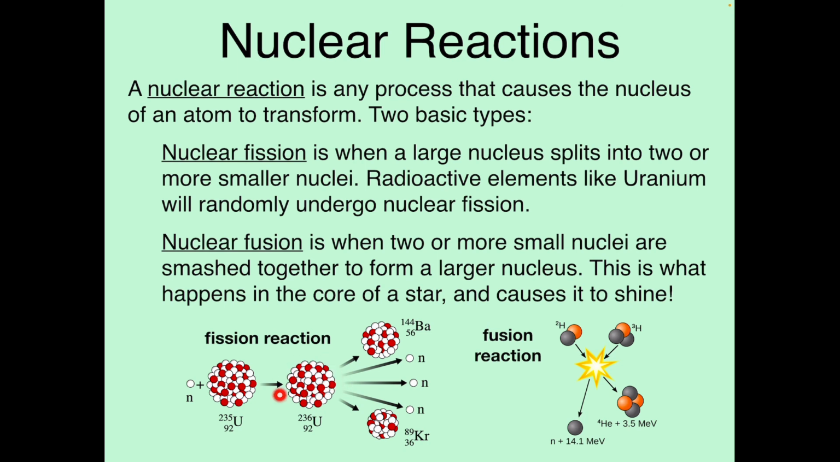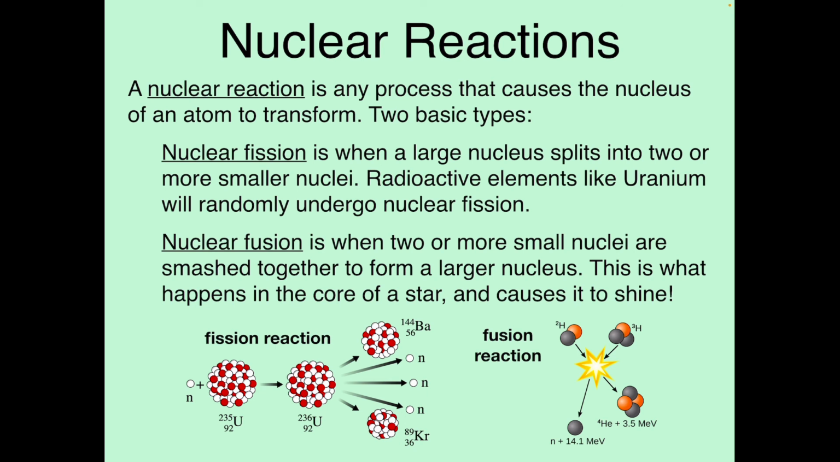So what can happen to this nucleus is it can split into barium-144, krypton-89, and then also it will let off 3 neutrons like this. This is a fission reaction because we have a larger nucleus splitting into smaller nuclei. Okay, that's fission. Now, fusion, on the other hand, is when we have 2 or more small nuclei that are smashed together to form a larger nucleus. So we're going in the other direction. So we're making a larger nucleus by fusing things together.